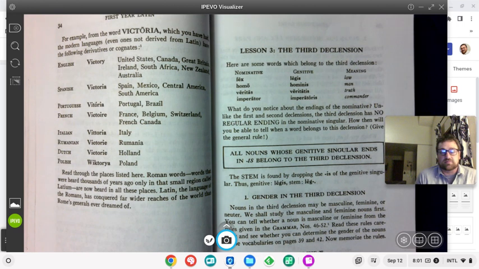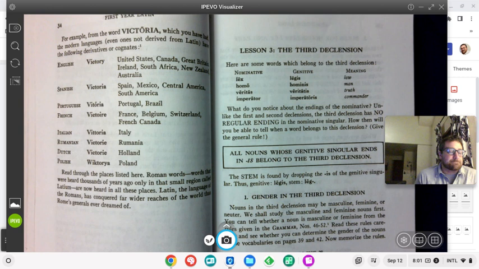And so nauta is the only word that we've seen in Henle that's a first declension word that's not feminine, but there are a few others. Agricola is farmer. I think there's a couple more. They're not coming to me at the moment.